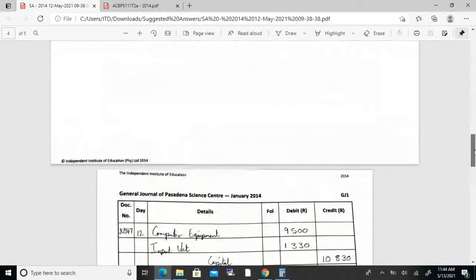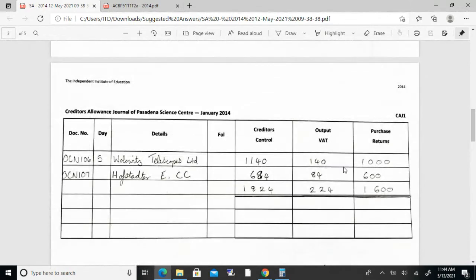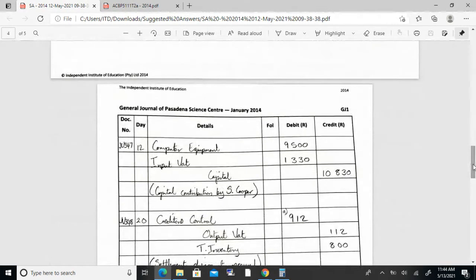All right. Oh, so I skipped something there. The creditors allowance journal. Again, we don't have a trading inventory. We have a purchases returns column. Okay. Right. And then finally, we have the general journal. So guys, please make sure that you do the journals, you understand the journals, and that it flows for you over there. Okay. And then we have the second question.